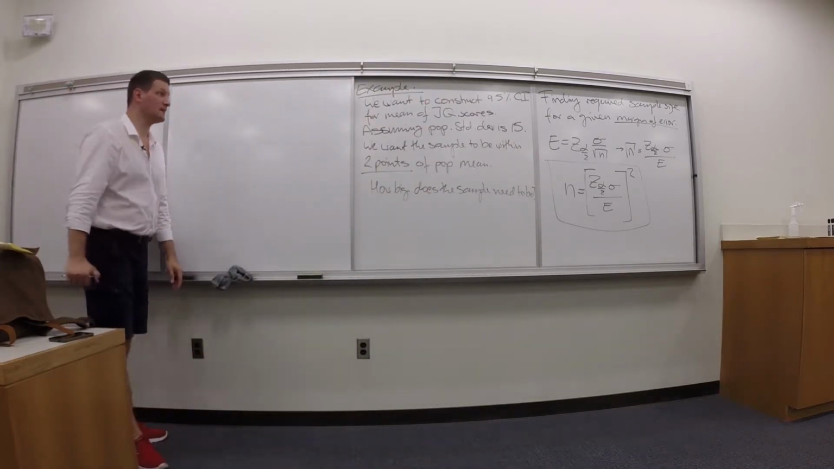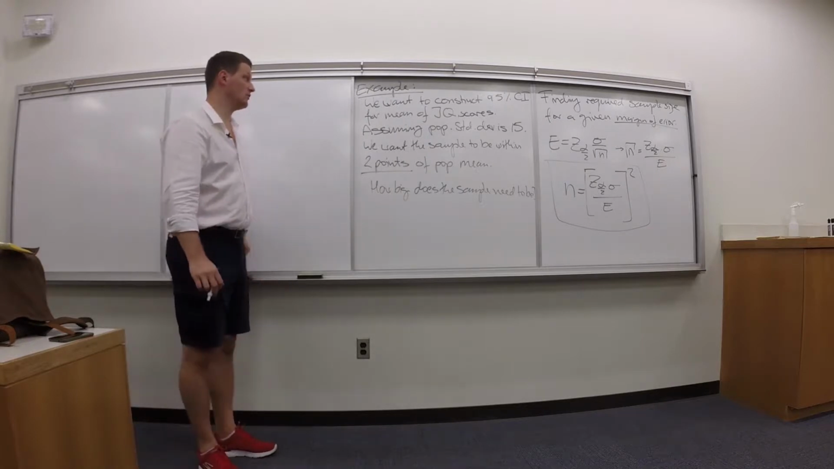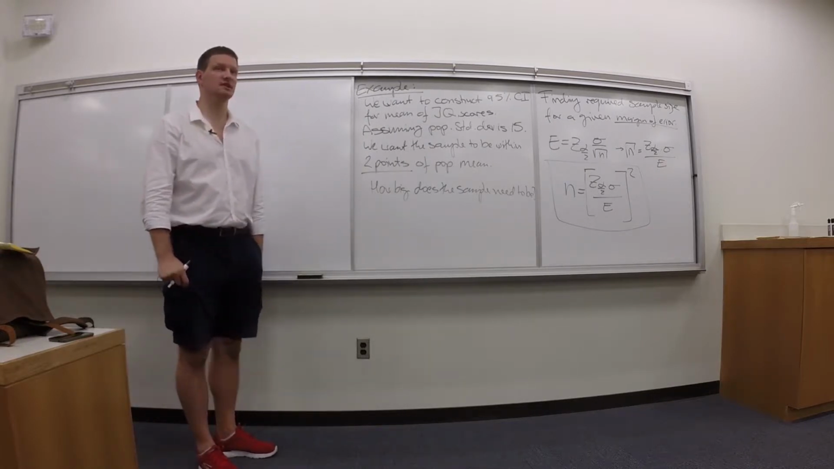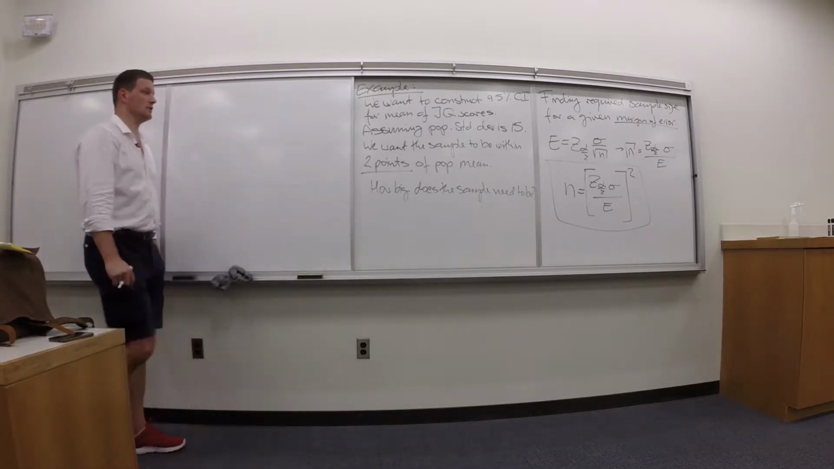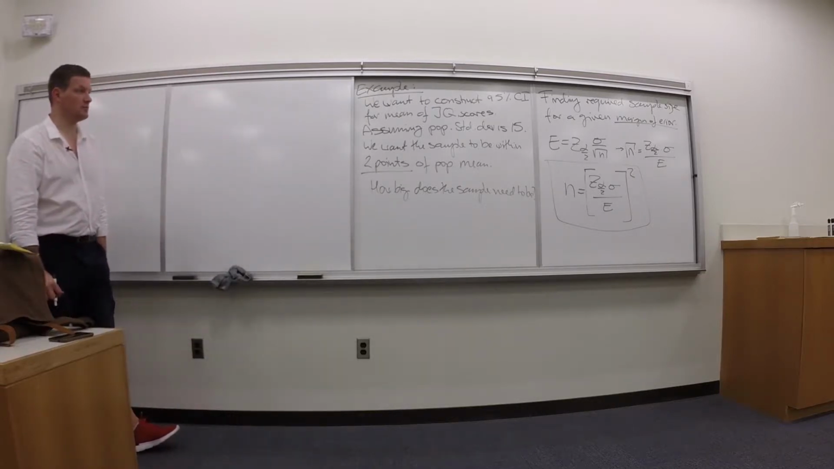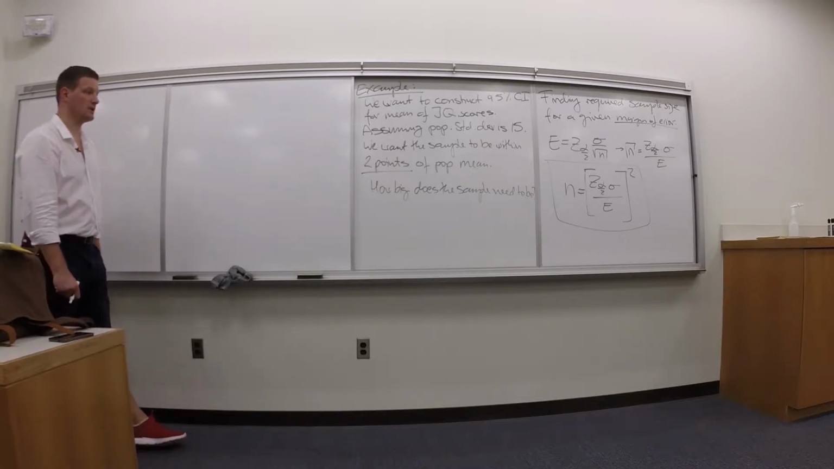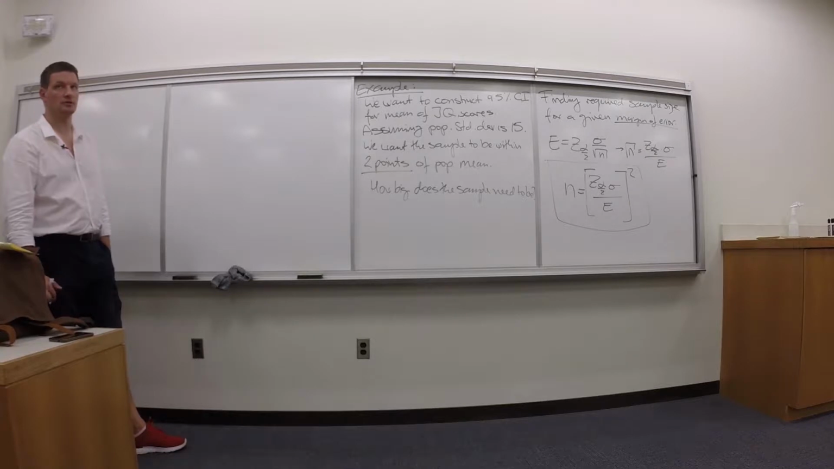We want to construct a 95% confidence interval for a mean of IQ scores. Assuming population standard deviation is 15, we want the sample to be within 2 points of population mean. How big does the sample need to be?